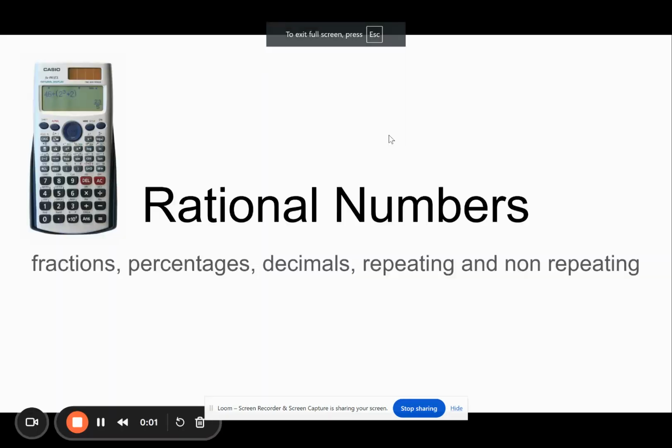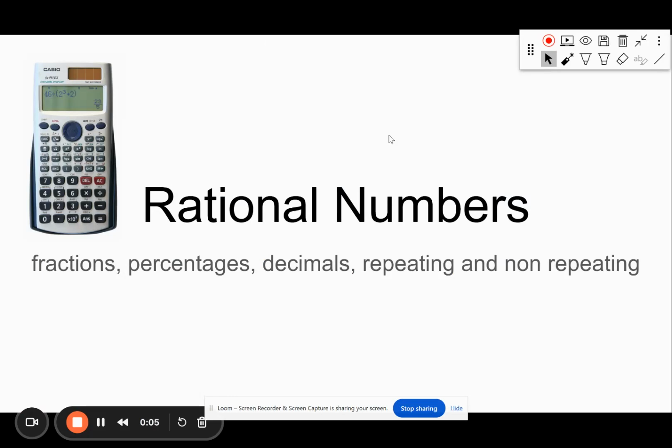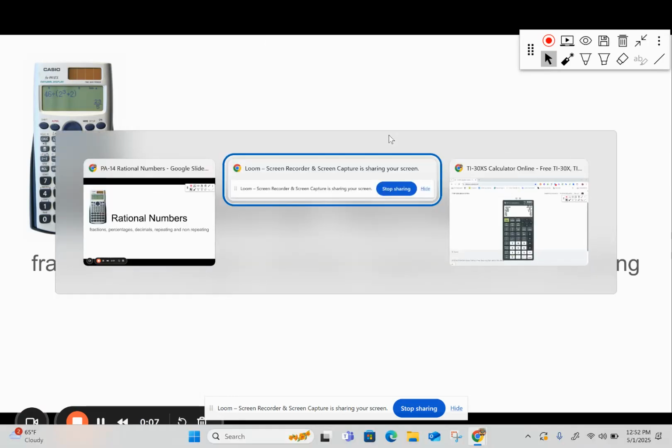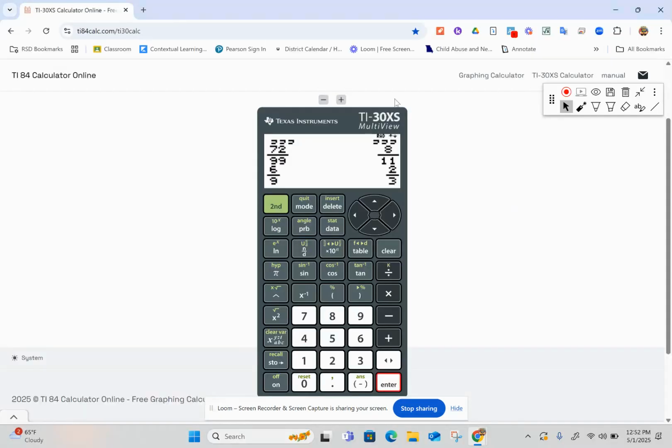Guys, we're going to talk about rational numbers and how we use our calculator to make it do the work for us. So this will be the calculator we're using. These will be some of the problems we'll do. Okay, we're going to use the N over D button.